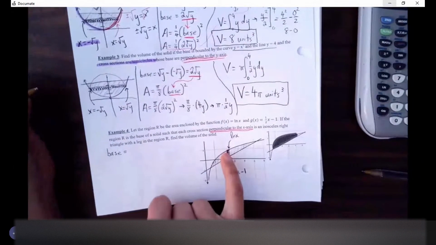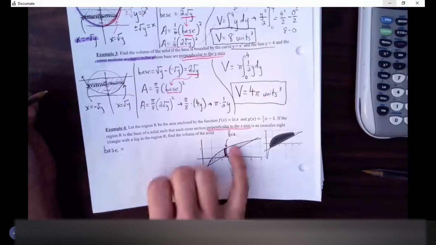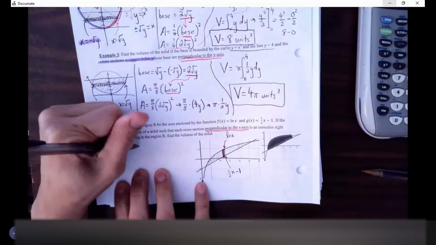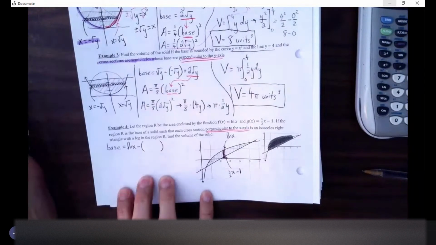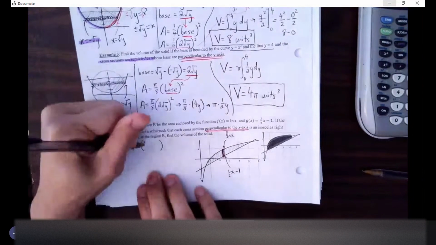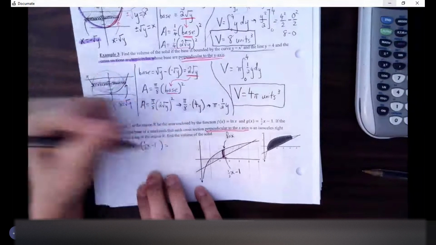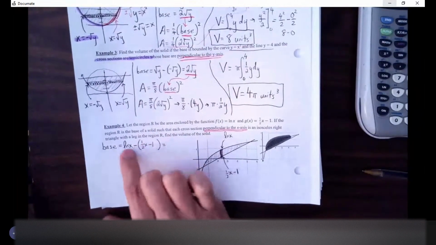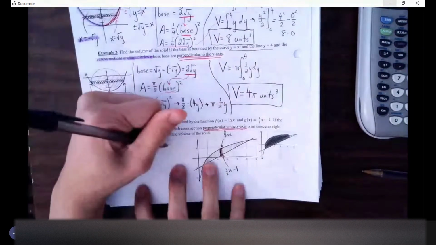Okay, so top minus bottom. The top of my representative base is sitting on the curve, which is natural log of x, minus the bottom. So the bottom is sitting on the 1/2 x minus 1. And now I'm just going to distribute the negative through and write my expression here.